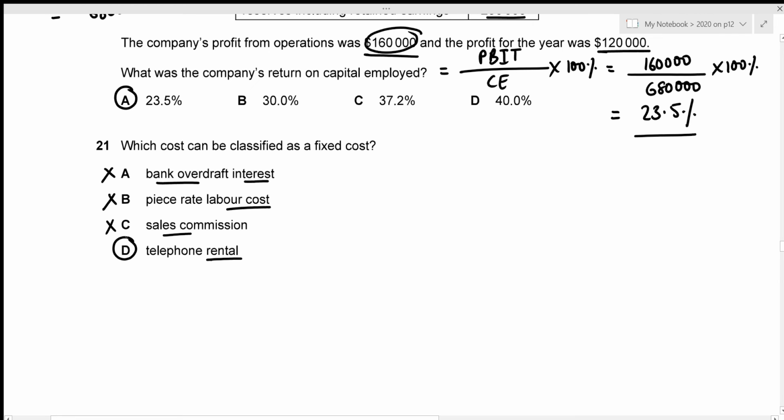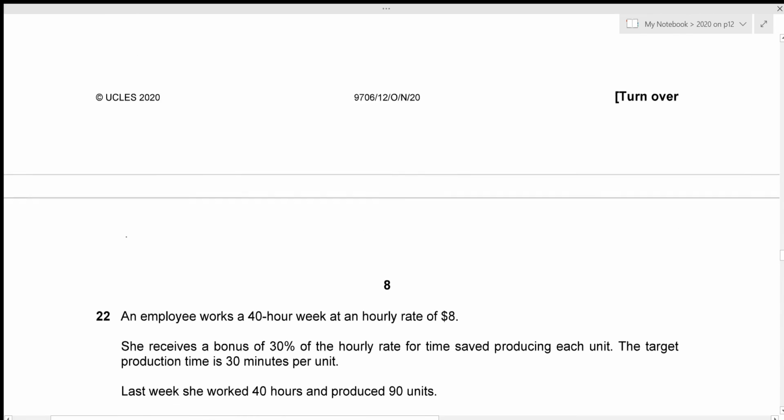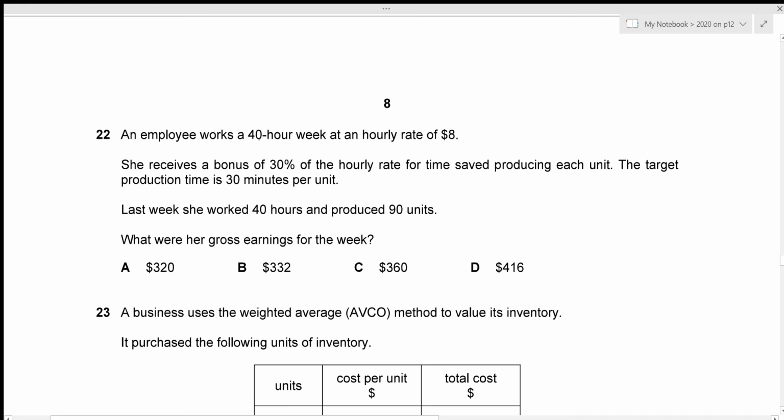Now we can move towards question number 22. An employee works a 40-hour week at an hourly rate of $8. She receives a bonus of 30% of the hourly rate for time saved producing each unit. Let's figure out our bonus rate. That is just going to be 30%, which we can write down as 0.30 of the normal rate, which is 8. So our bonus rate is just going to be 2.4.